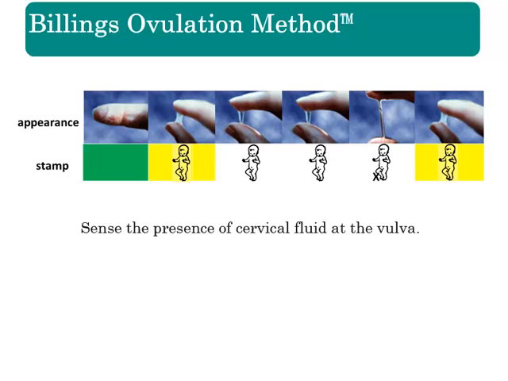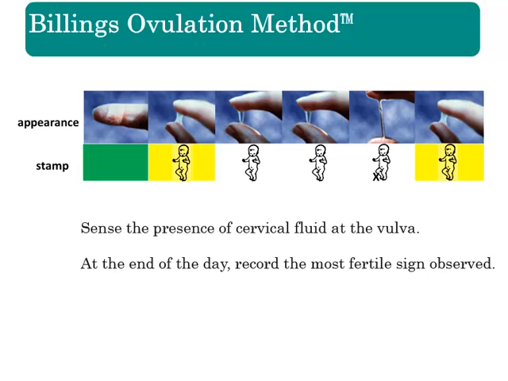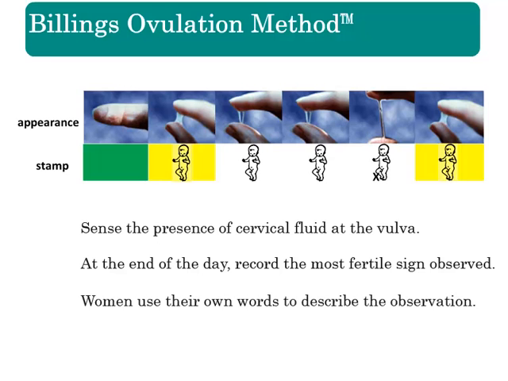They can take more detailed observations, such as looking at the mucus on a toilet tissue, but they do not have to do so. Since women can sense a tiny amount of mucus at the vulva, sensation is a reliable parameter. At night, women will chart the most fertile sensation felt during the day, and if mucus is observed, they may record that as well. Women use their own words to describe their observation. Note that this diagram shows examples of Billings charting.